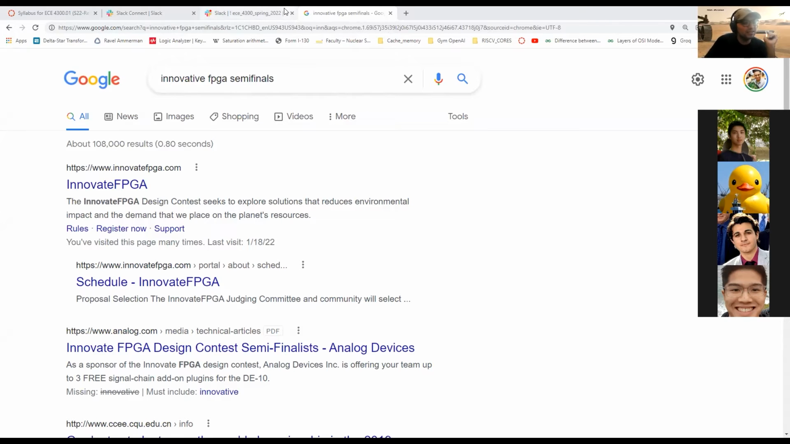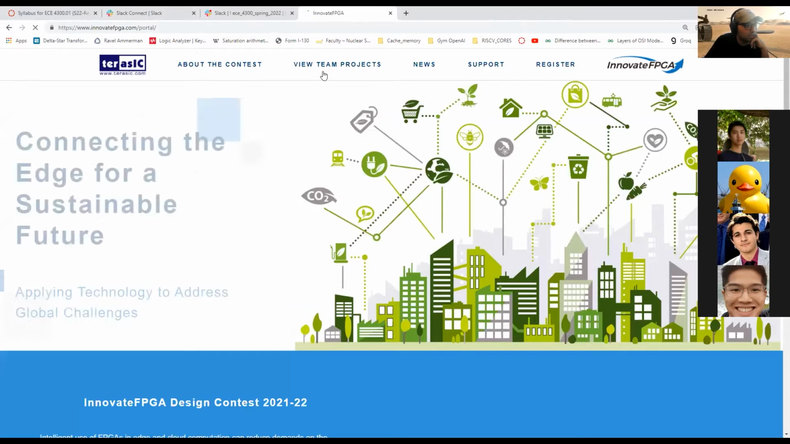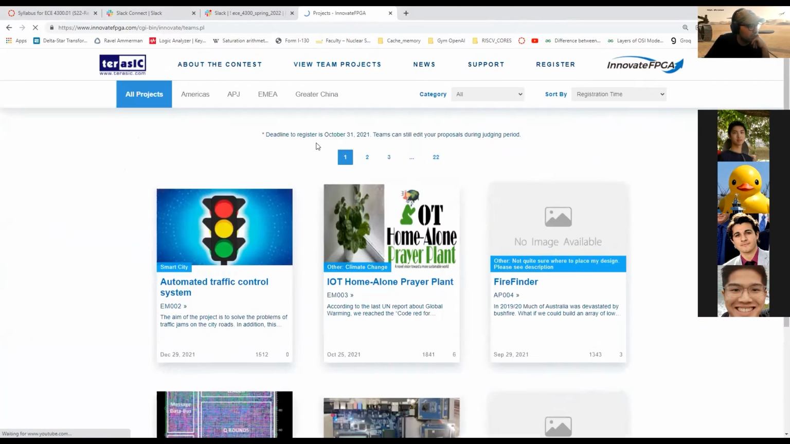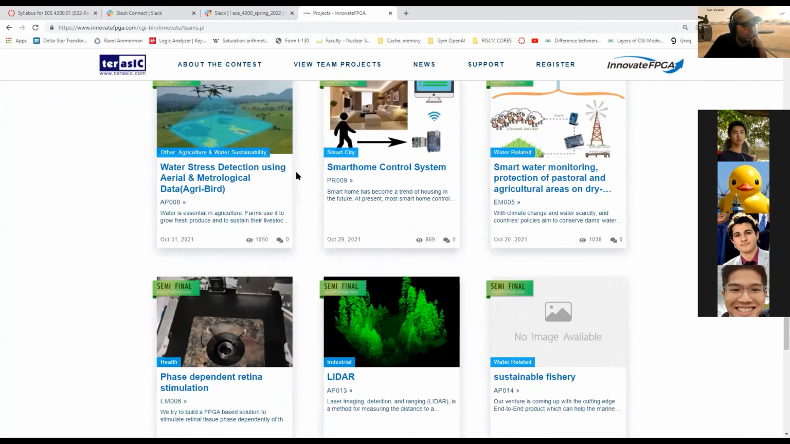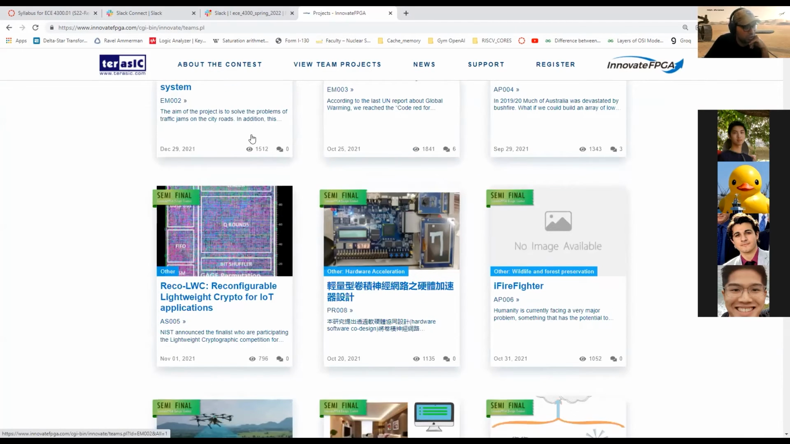Anyway, I'm going to show you something I'm doing with some students, which you guys can also do with Altera, right? So there is an innovative FPGA contest, sponsored and paid for by Intel and a company called TerASIC. And this is the innovative FPGA contest. The Cal Poly Pomona team, supervised by me, is now in the semifinals. They are building a reconfigurable crypto processor for IoT applications. Here you can see the semifinals. And here are some other crazy ideas that can be done and also fit into computer architecture.